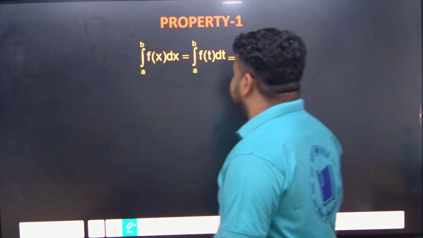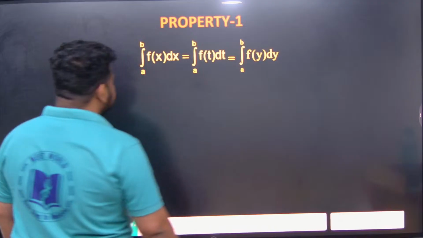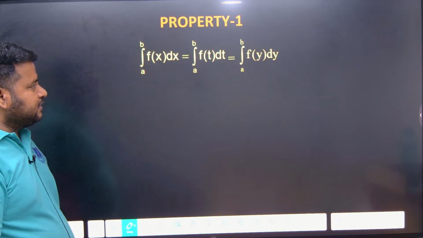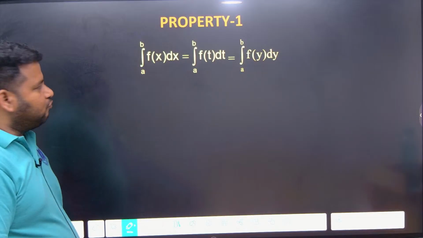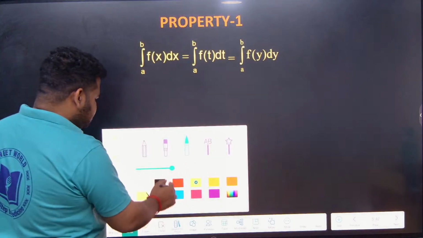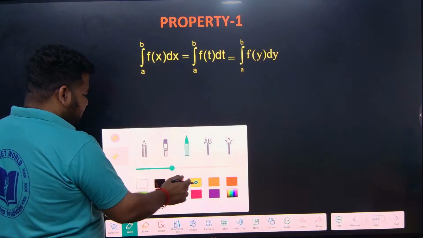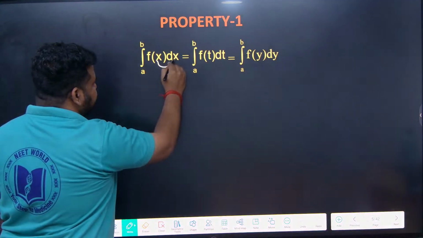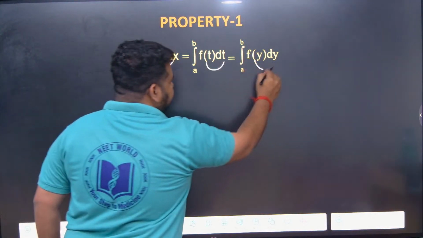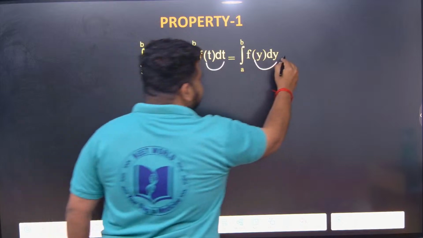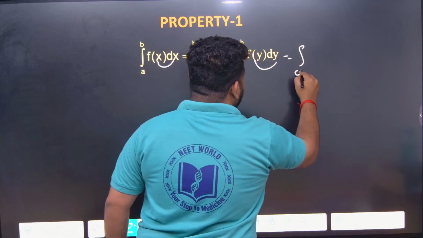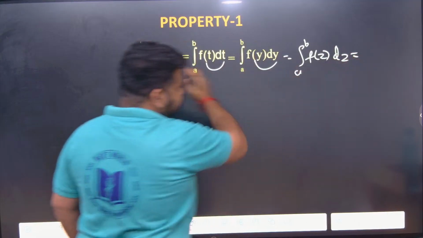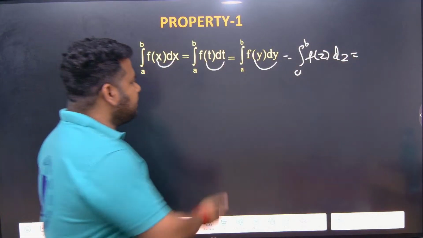If you look at the first property, property 1, it is given integral a to b f of x dx is equal to integral a to b f of t dt is equal to integral a to b f of y dy. What does it say? It says that if the function is same, it does not matter if the variable is changing, whether it is f of x dx, f of t dt, y dy, if it is between a to b only, even if I write a to b f of z dz, all will give us the same value.